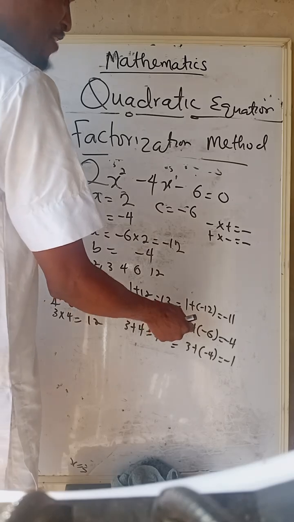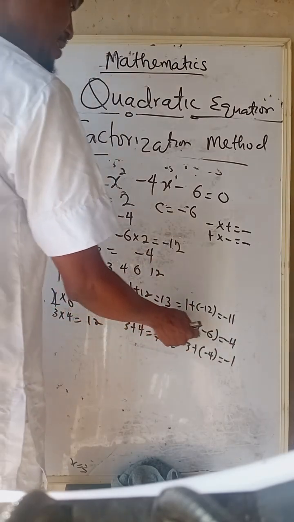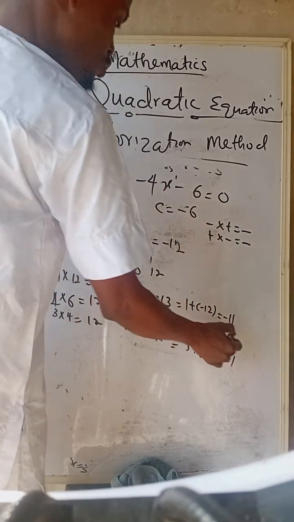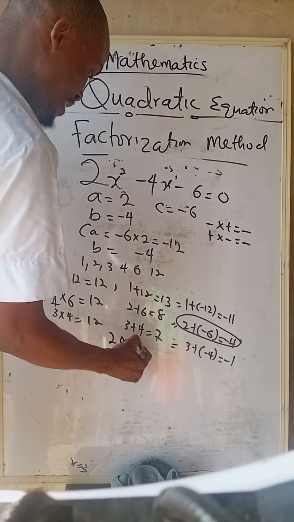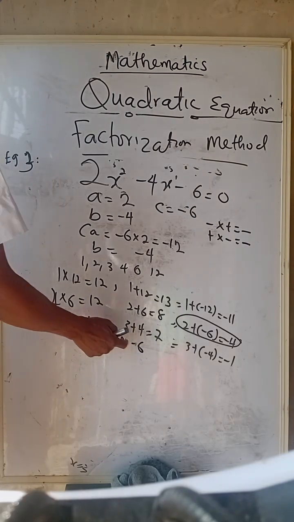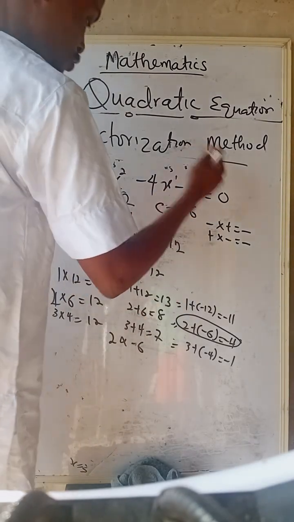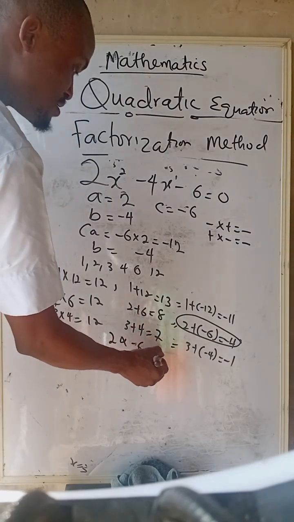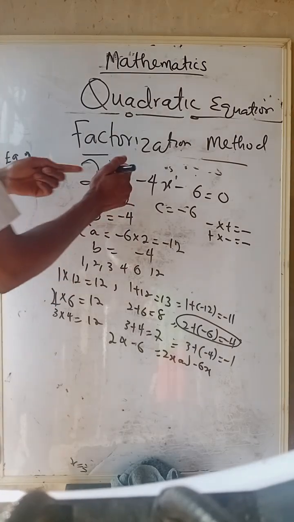If I add 2 and -6, I'm going to have -4. If I say 2 times -6, I'm going to have -12. So it means these factors, 2 and -6, are the ones. 2 times -6 is -12, and 2 plus -6 is -4. It is these two numbers, which we write as 2x and -6x, that I'm going to insert.